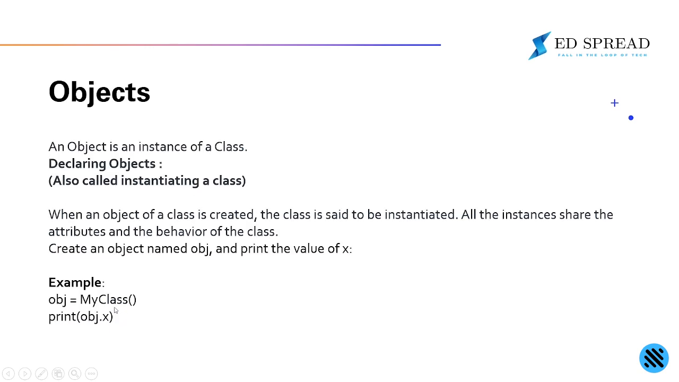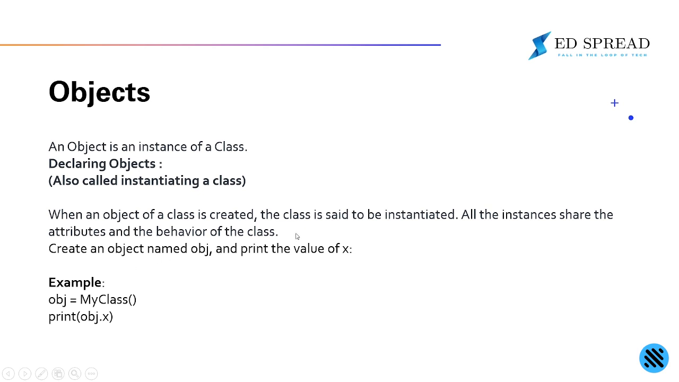Okay, and let us see what is an object. An object is an instance of a class. So I'm telling you again what is the easiest way to understand an object. Object is an instance of a class. Once we create an object for a class, we can access every function which is present inside a class through the object. Okay, so when an object of a class is created, the class is said to be instantiated. All the instances share the attributes and behavior of the class.